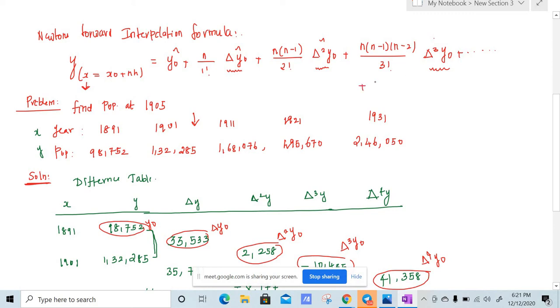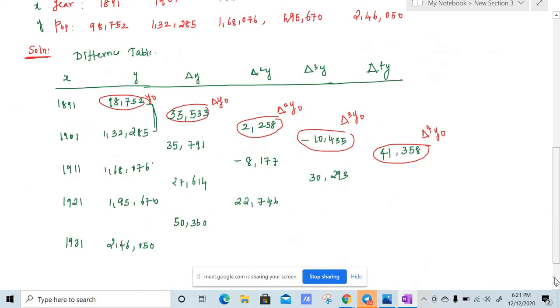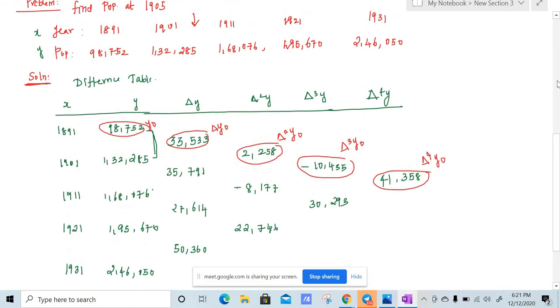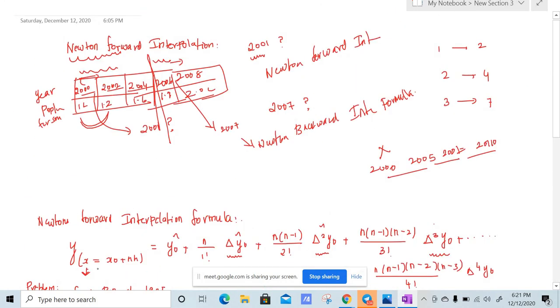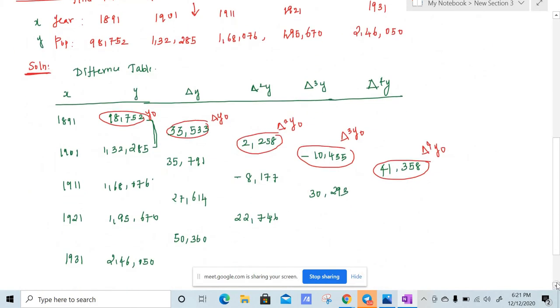So we just add plus n into n minus 1, n minus 2, n minus 3 divided by 4 factorial into del power 4 y naught. So we have found y naught, del y naught, del square, del cube, del power 4. The only thing that we need to find is n, right? So if we find n, then the problem will be over if we substitute all values here. Now for finding n, you should make use of this: x is equal to x naught plus nh.